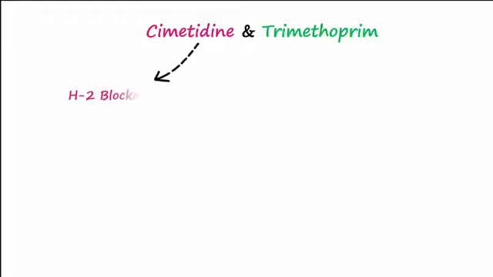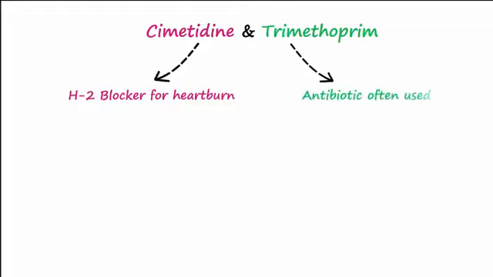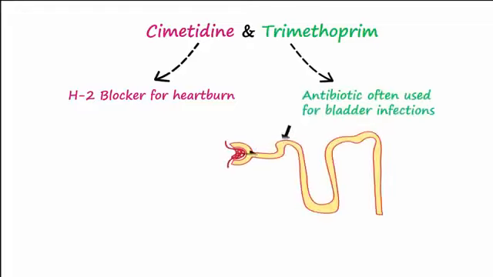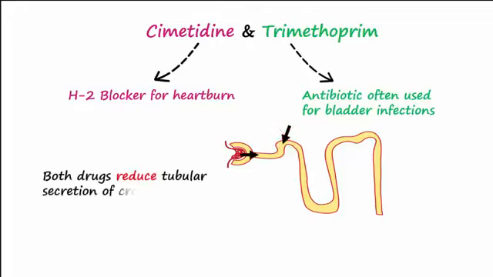Cimetidine is an H2 blocker used to treat heartburn, and trimethoprim is an antibiotic. Remember that creatinine is both filtered and secreted by the nephron. Both cimetidine and trimethoprim act to reduce creatinine tubular secretion and therefore increase serum creatinine levels.